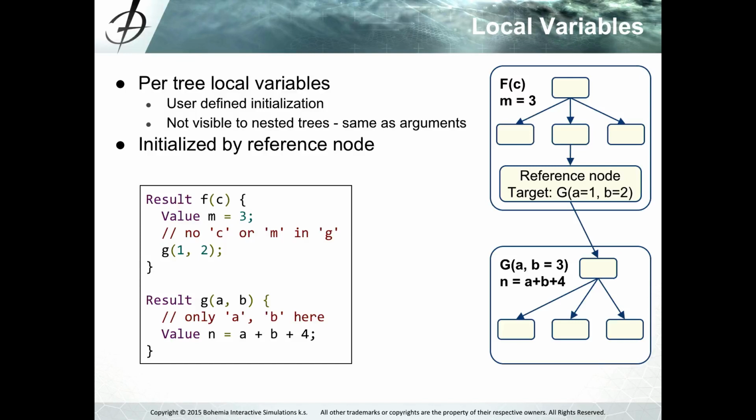Again, same as for arguments, we use static scoping, so variables are only visible to the tree that defines them and are not propagated to a nested tree. That's again demonstrated by the code sample, where the local variable m is only visible inside f and not inside g. We initialize local variables in the reference node.